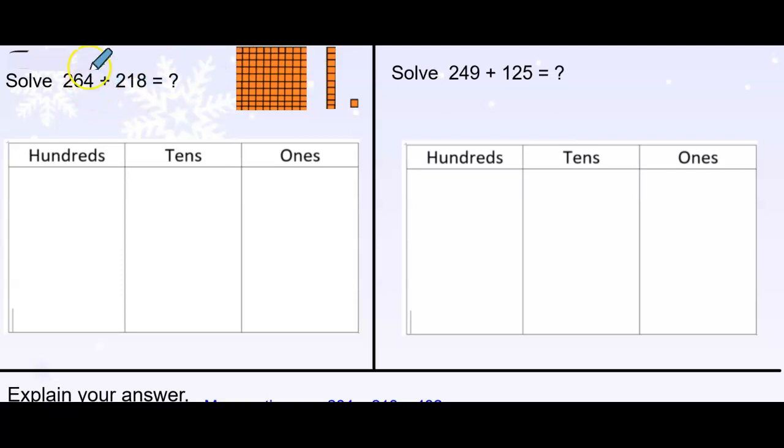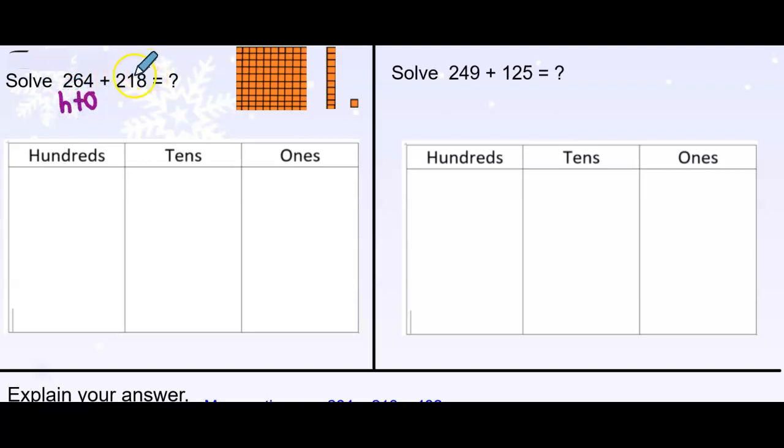What place is the 4 in 264? That's right, it's the ones place. What place is the 6 in? Yes, it's the tens place. And how about the 2? That's right, it's the hundreds place.